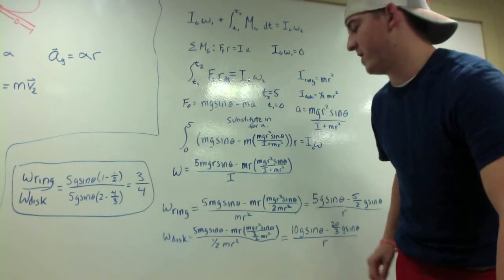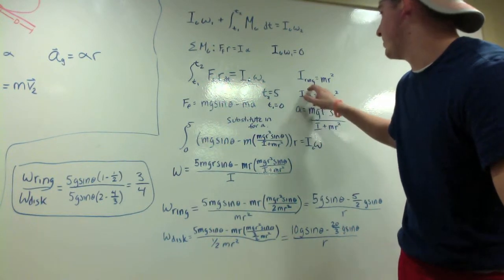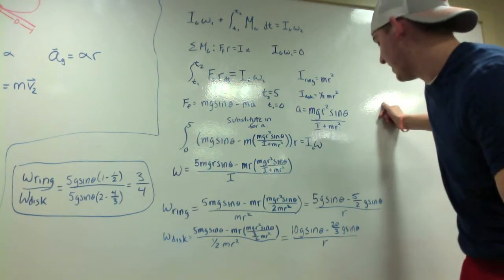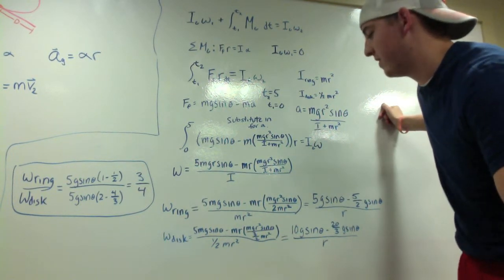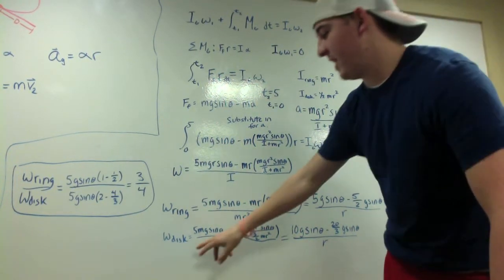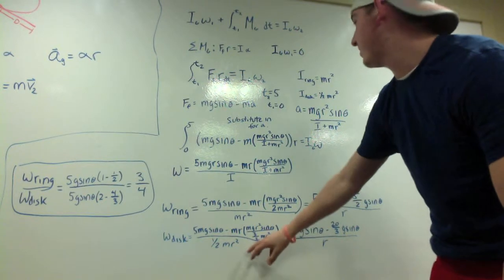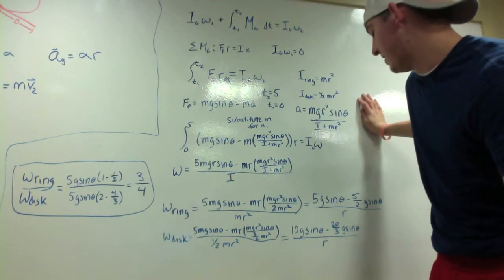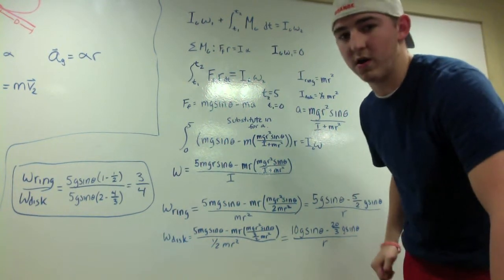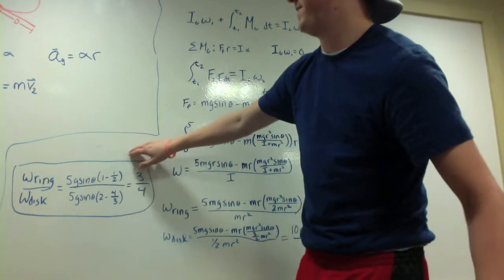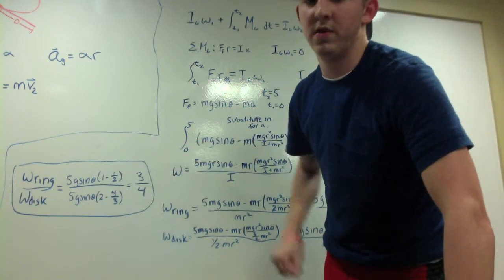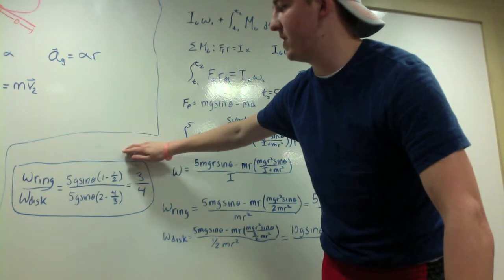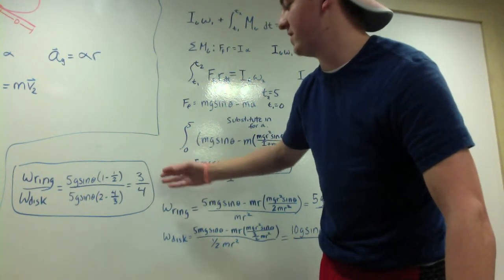For the angular velocity of the ring, the inertia equals mr squared. We plug that in for I, and then we get 5g sine theta minus 5 halves g sine theta over r as the angular velocity. For the angular velocity of the disk, we sub in the I, which is 1/2 mr squared, to get 10g sine theta minus 20 over 3 g sine theta over r. To find the ratio between the two, we plug in the angular velocity of the ring over the angular velocity of the disk, which then gives us 3/4.